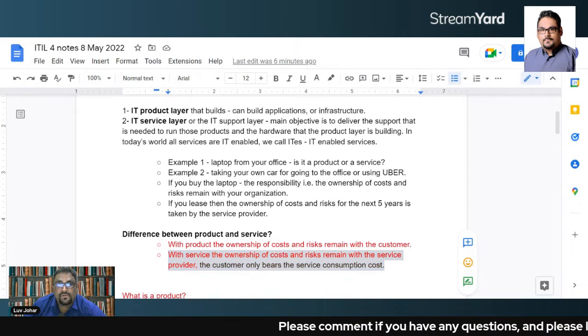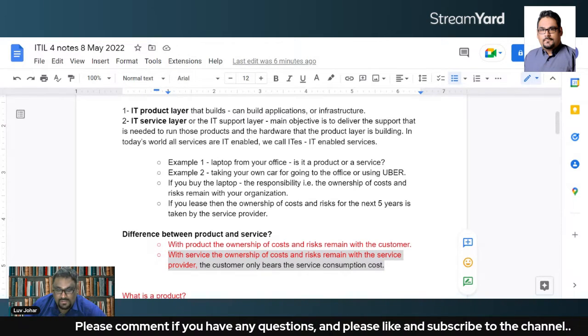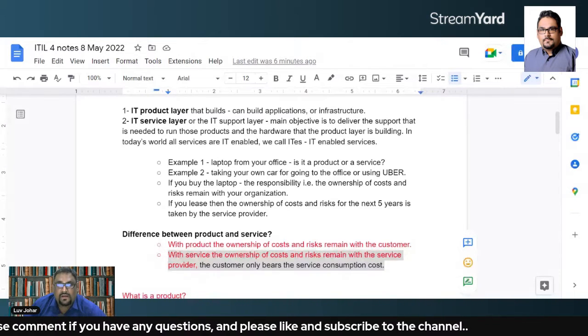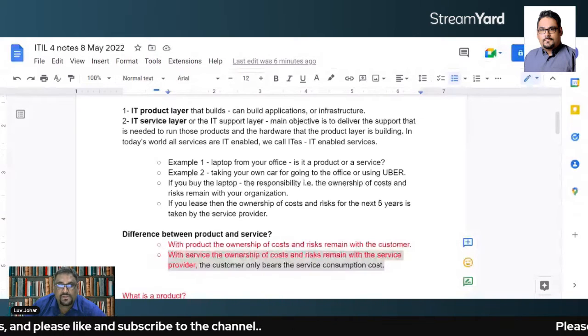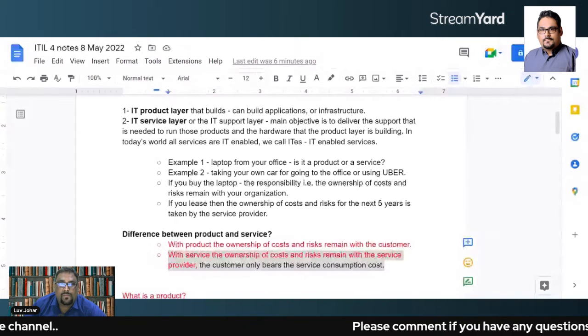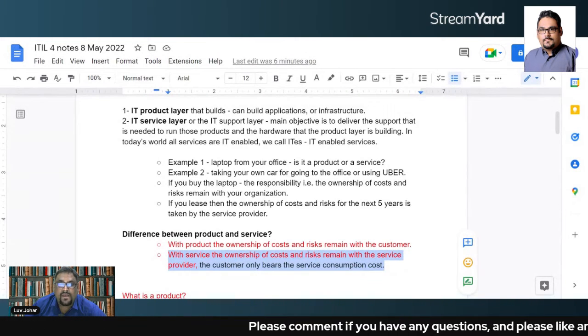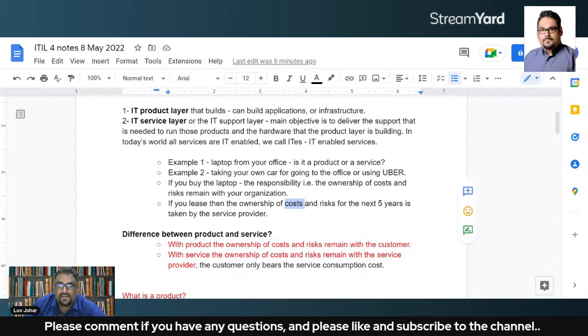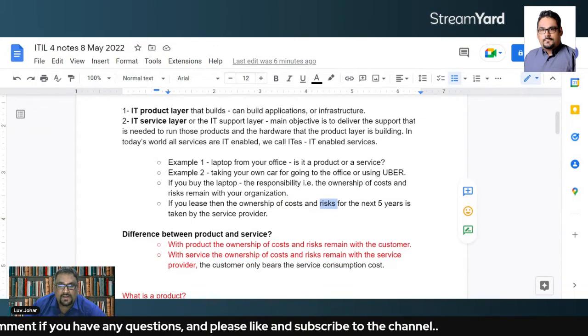You will be only paying the service consumption cost. What is the service consumption cost? In the case of the laptop, the lease cost that you pay is the service consumption cost, and similarly in the case of Uber, the service consumption cost is the fare that you are paying. Now some of you must be thinking, what is the cost and risk that I'm talking about here?